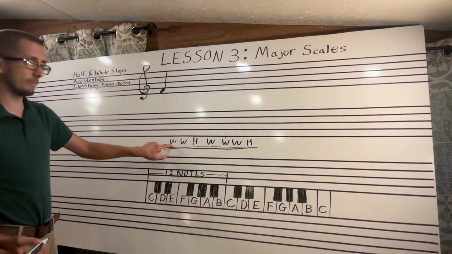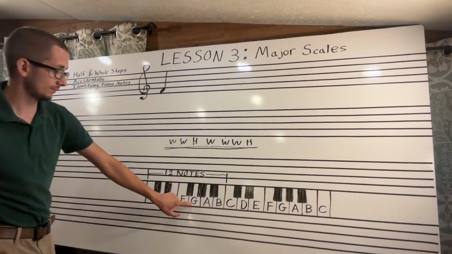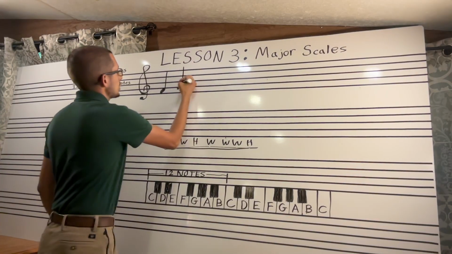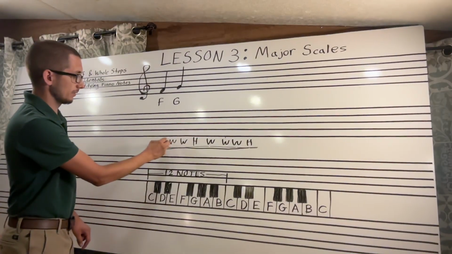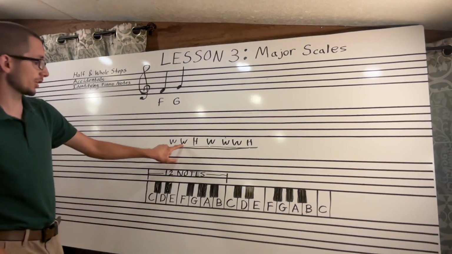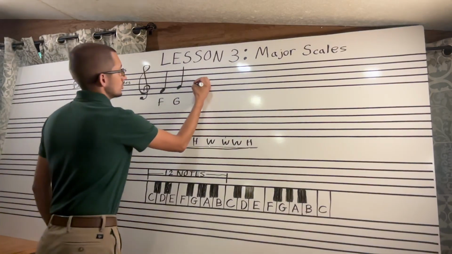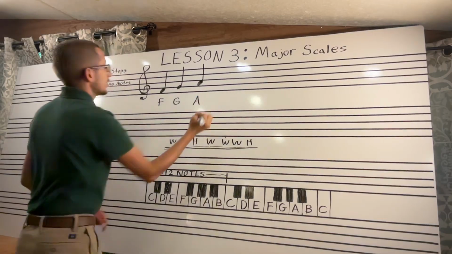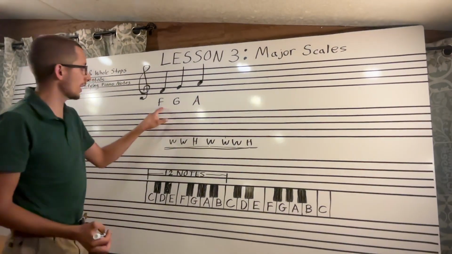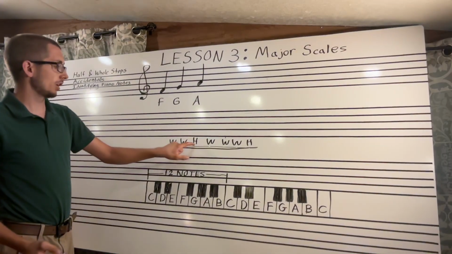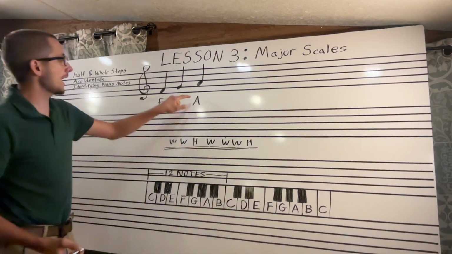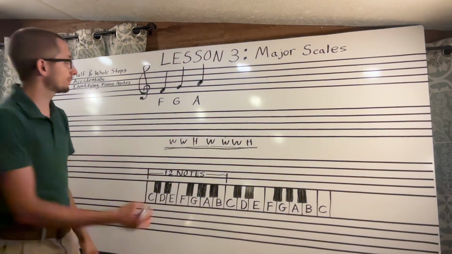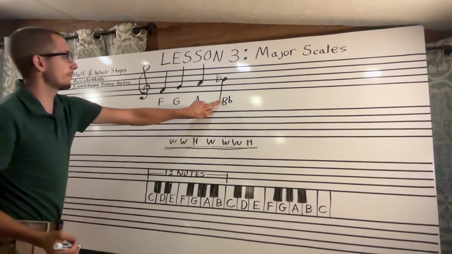F up a whole step is what? It's G. So the next note in our F major scale is the note G. That takes care of this one in our formula. Go up another whole step, we get A. G to A is another whole step. Therefore, that is the next pitch in our F major scale. Now we need to go up a half step. A half step from A is what? B flat. That's the next note in our major scale.